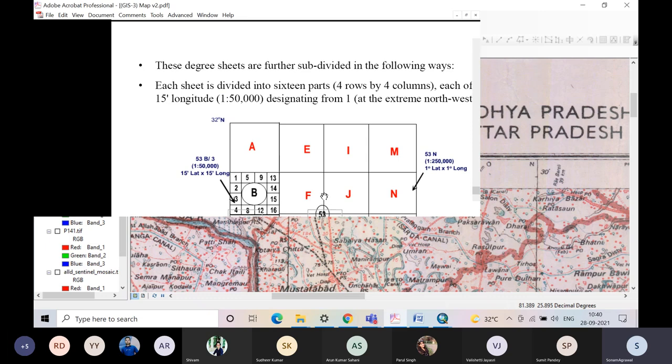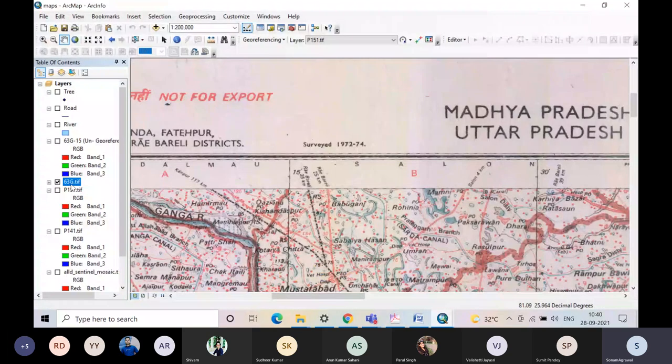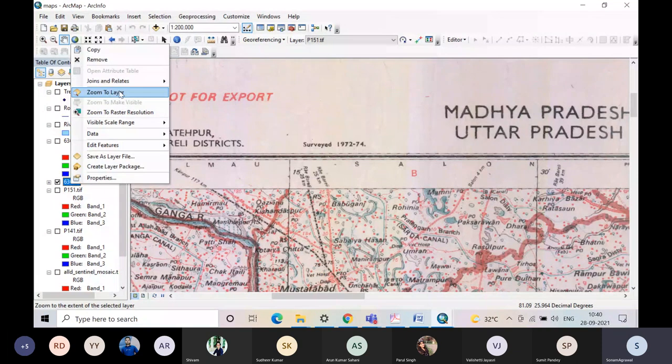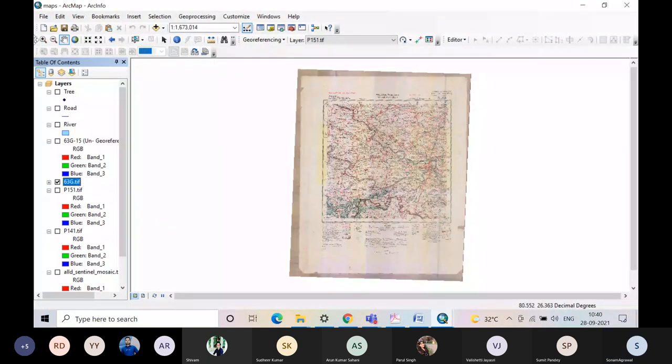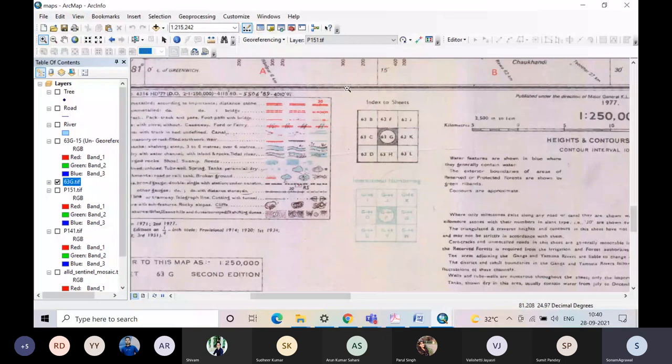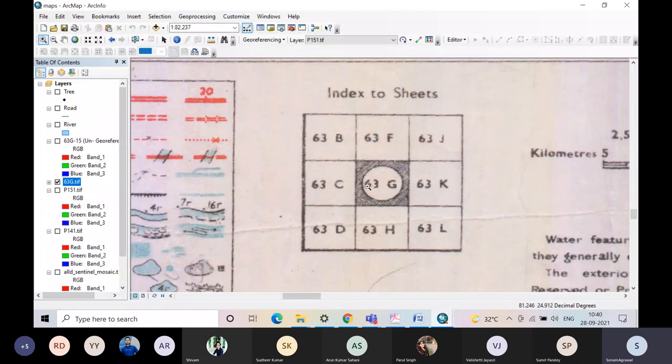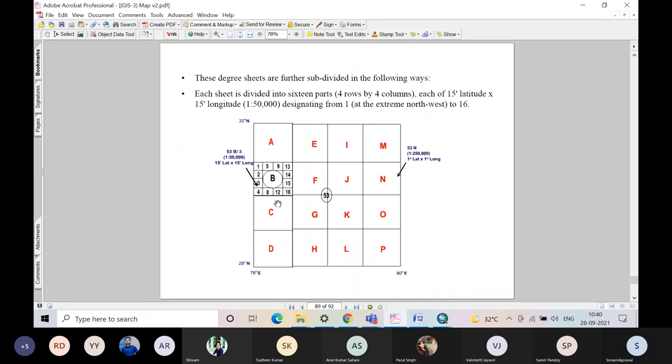So everyone remember, I have already shown you the adjacent sheets, or sheet index. This is called the sheet index, okay? This is how we create a sheet index, as shown on the screen. This type of figure is called an index sheet or index to sheet. So all of you need to make a sheet index in this way. The question is, draw the sheet index for 53B16.